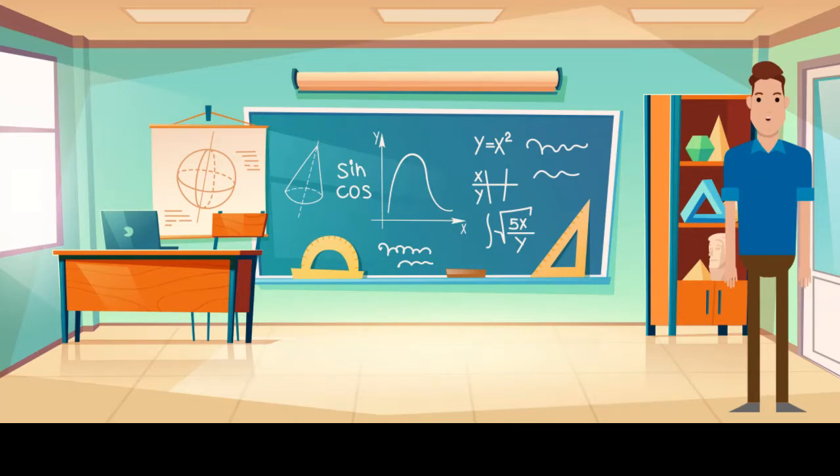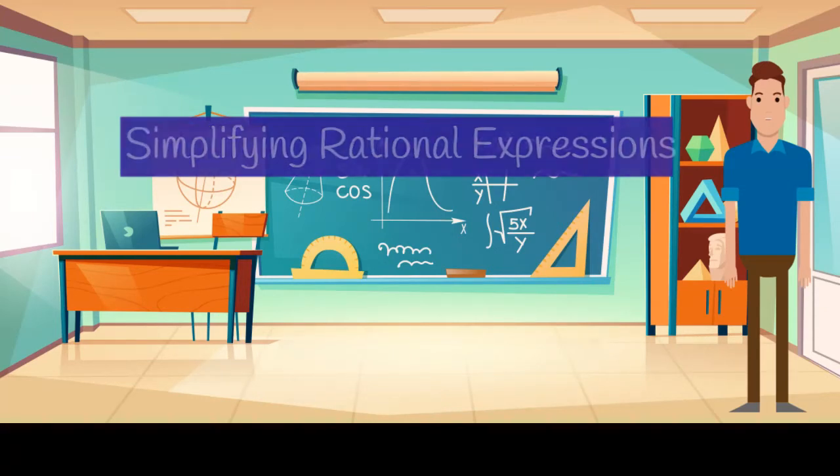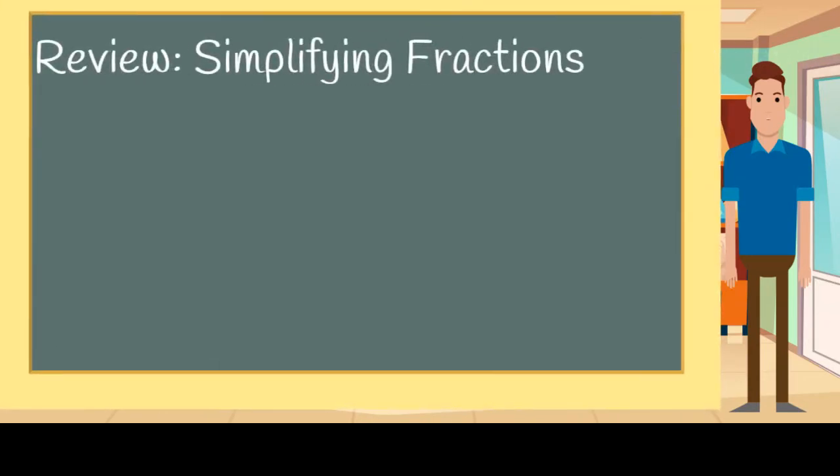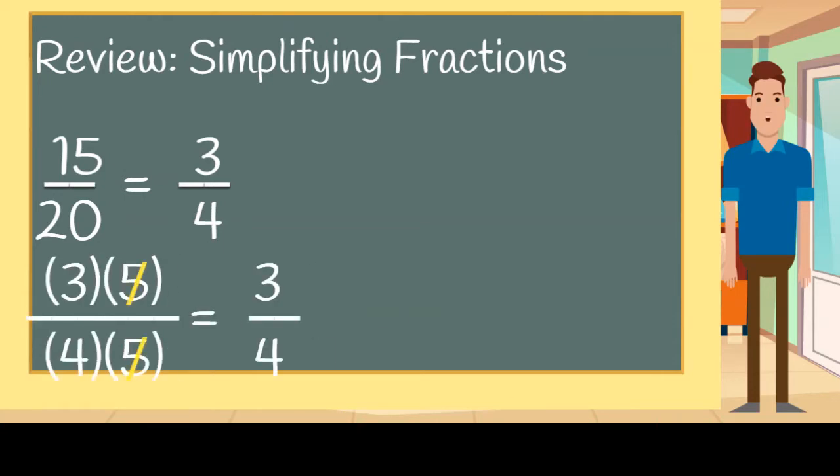In this lesson you will learn how to simplify rational expressions. Recall that fractions can be simplified to its lowest terms when there are factors in the numerator and the denominator that can be cancelled. For example, the simplest form of 15/20 is 3/4. Notice how we cancelled a common factor of 5 from the numerator and the denominator.